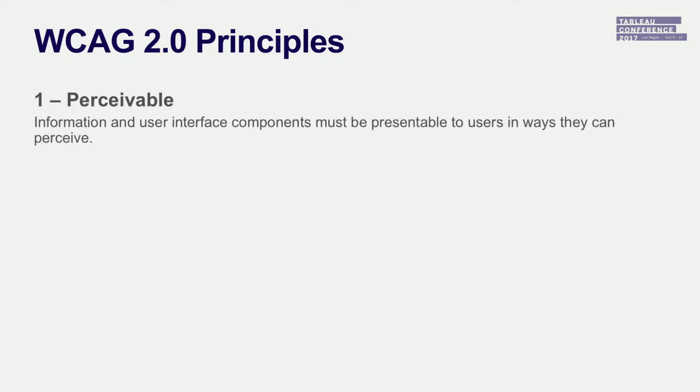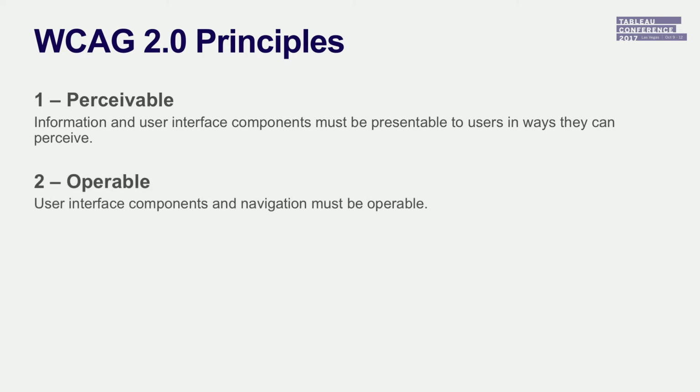This is about making sure that no matter what senses you have, you can perceive the content that's on the page. Now, if it's text, screen readers can read it out, but if it's an image, and it's only an image, it makes it hard for people to perceive that if they can't read it with a screen reader or with a braille reader. The second one is operable. This is all about making sure that all of the content on your website can be interacted with, regardless of needing a mouse or a keyboard.